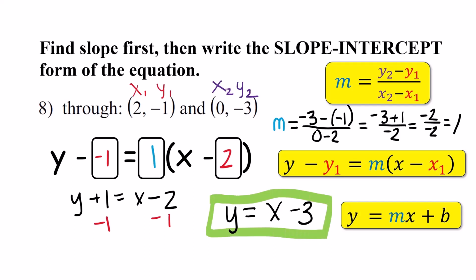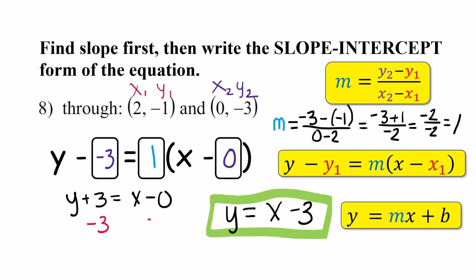That is this final answer. But what would happen if we chose the 0 point? I just want to make the point, so let me rewind all this. The slope is still 1. That's not going to change, but this time instead of choosing that first point, I'm going to use the second point. We end up with y plus 3 equals x minus 0.